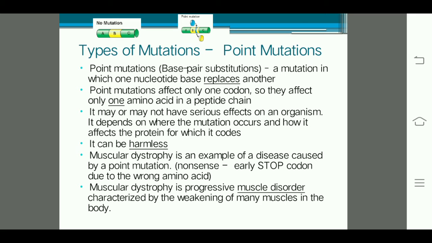Muscular dystrophy is an example of a disease caused by point mutation. Muscular dystrophy is a progressive muscle disorder characterized by weakening of many muscles in the body.